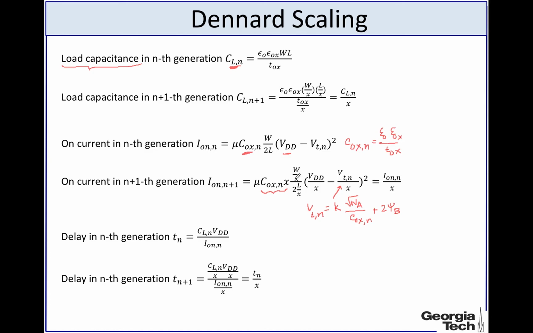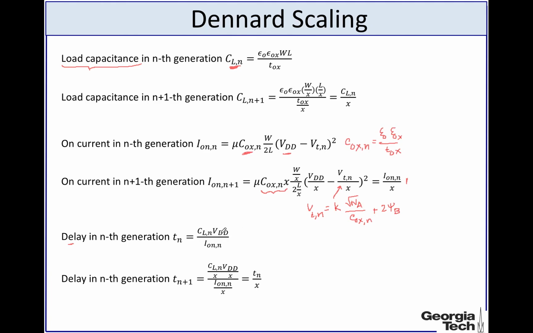All right, so now if you replace all the parameters like this, the on current of the n plus 1 generation is decreased by a factor of X with respect to the on current in the nth generation. So this is one of the important things. Then the important metric is the delay, and the metric that Dennard used for delay is CL VDD over I on. Now why? We used a different equation when we were talking about delay in the class. So let me just quickly explain why this is a delay.